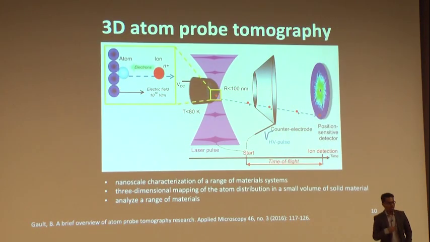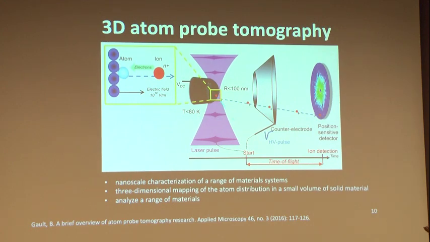Okay, so next I'm going to talk about some case studies in which we try to address some of these problems. So the first one is the 3D atom probe tomography. It's basically a characterization process for a range of material systems.